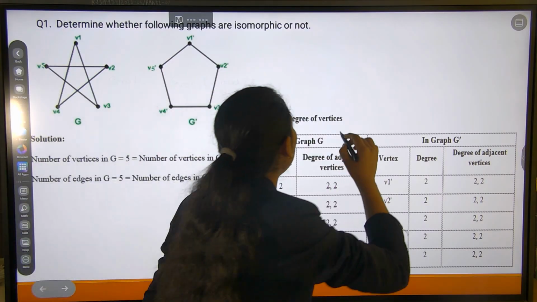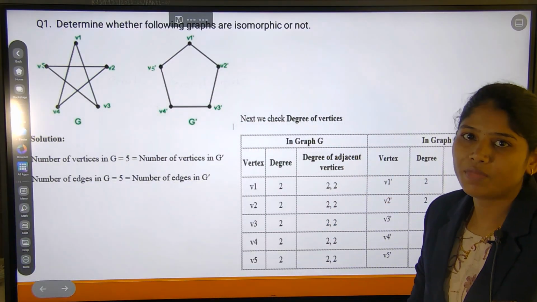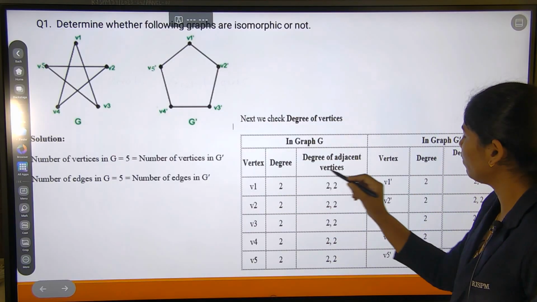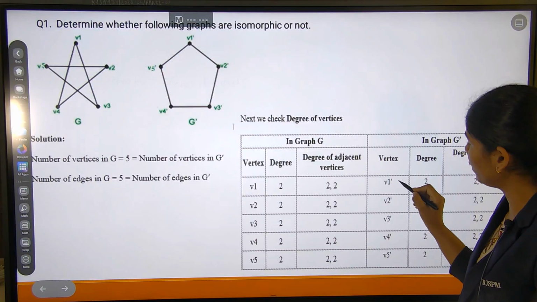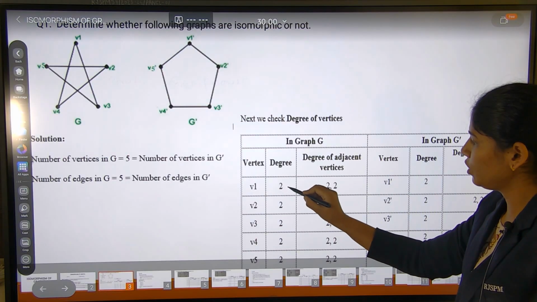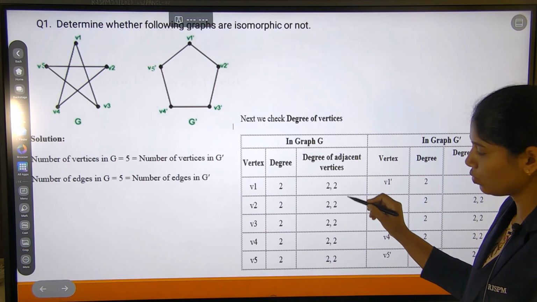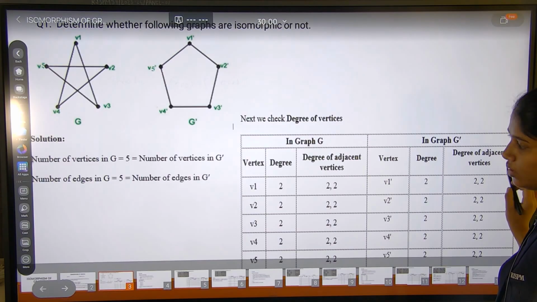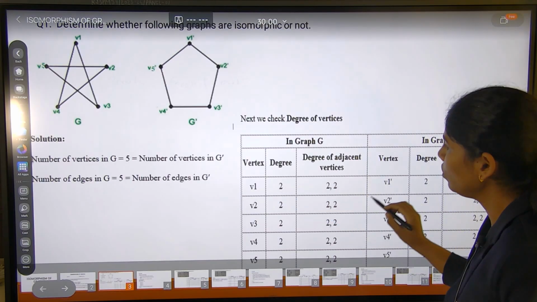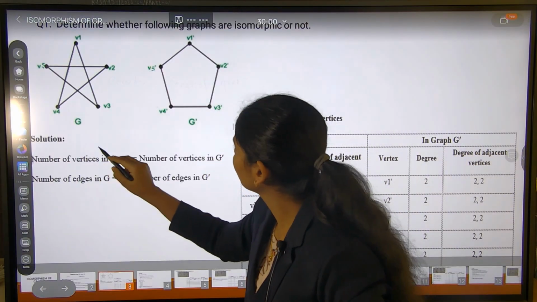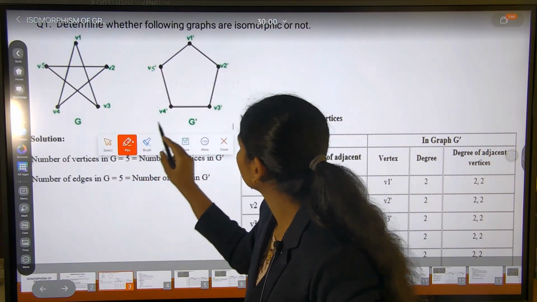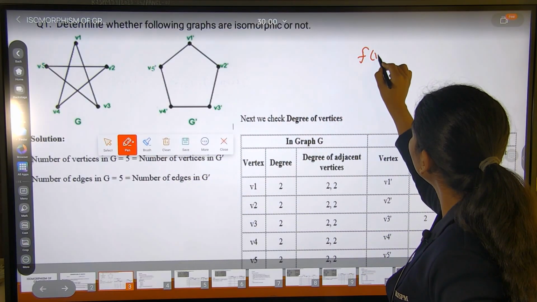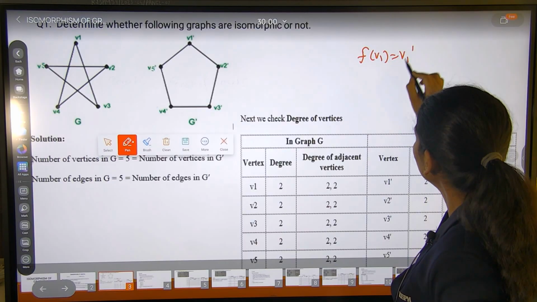So we can map the vertex bijection. So here, we can map V1 to V1 dash, because V1 has degree 2 and adjacency is 2, 2. V1 dash has degree 2 and adjacency is also 2, 2. So we can map V1 to V1 dash. So f of V1 is equal to V1 dash.